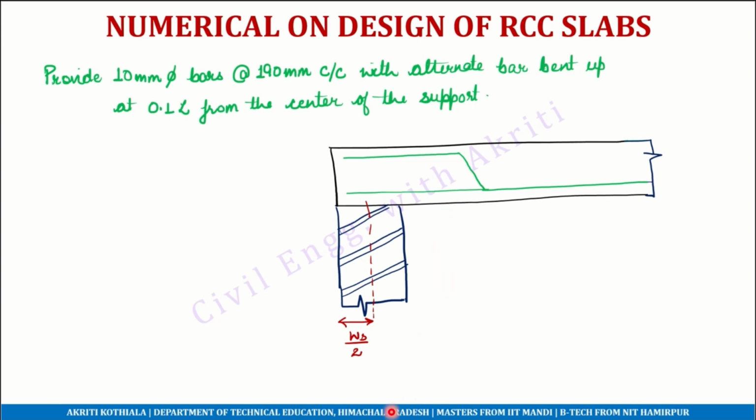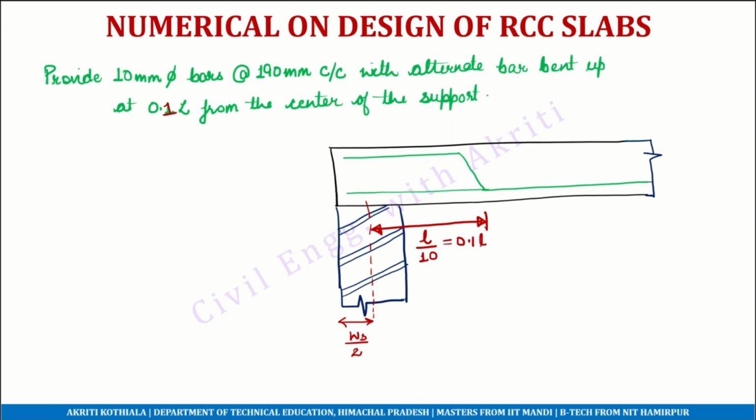But one of the simple practices which I'm going to discuss is this one, in which we bend up the bars at 0.1 L, or L by 10, from the center of the support. So we consider the support from its center, we measure a value of L by 10. L here is the effective span, or I can write it simply as 0.1 times L. So this is the point from which we will be bending up these bars, and let them enter the support and provide the proper development length which we provide to other bars also. So this is for every alternate bar.